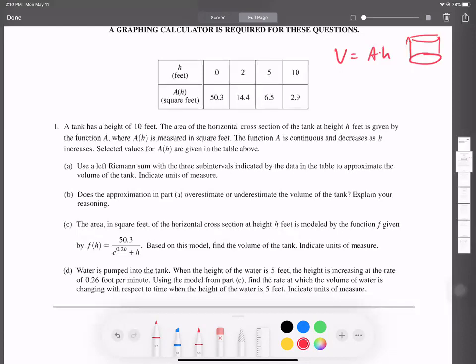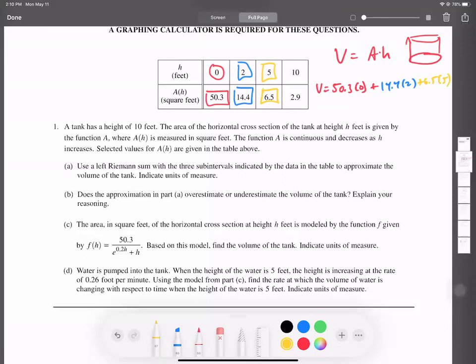Okay, so the base here is 50.3, the height is 0. Then the second base is 14.4 and the height is 2. And my third base is 6.5 and 5. So that's all we do. A Riemann sum says multiply by the left value, not the right. Sorry, my kid's running around. The volume is equal to 50.3 times 0, that's a free one, and 14.4 times the 2, and then plus the 6.5 times the 5. That's the idea of Riemann sums.